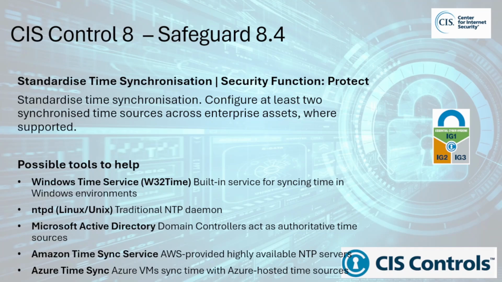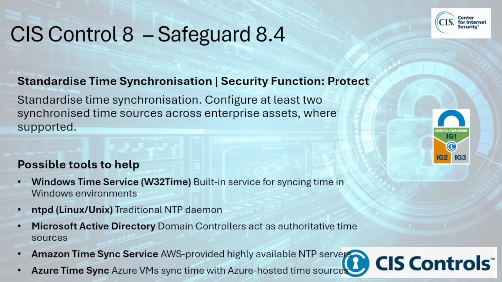Best practices for time synchronization include using authenticated NTP, for example NTS, or secure internal NTP servers. Restrict systems from using public NTP unless validated. Monitor for time drift and sync failures. Include time synchronization policies in the system build standards. Possible tools to help include Windows Time Service, or W32Time. This is a built-in service for synchronizing time in Windows environments. This syncs with domain controllers or external NTP servers and is configurable via group policy.